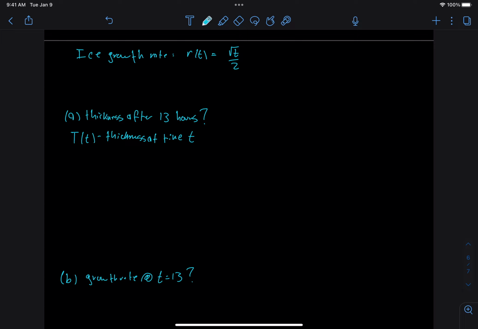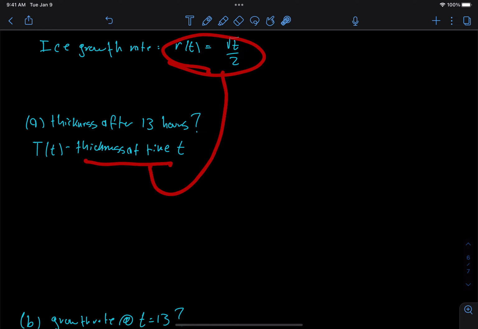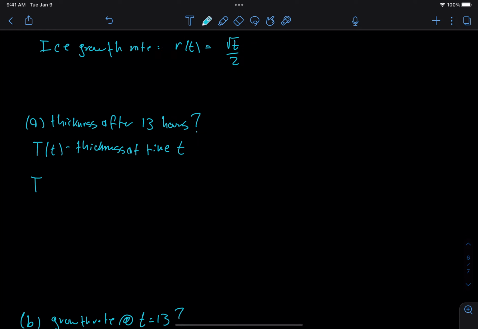So to find out what that function is, we know that it's going to be related to the rate at which the ice is growing, right? The thickness of the ice changes according to this rate function. So we know we have the relationship T prime of t is equal to r of t. So this is kind of like the problem we did in class where we were talking about the temperature of a coffee cup going into like a cold room or something like that.